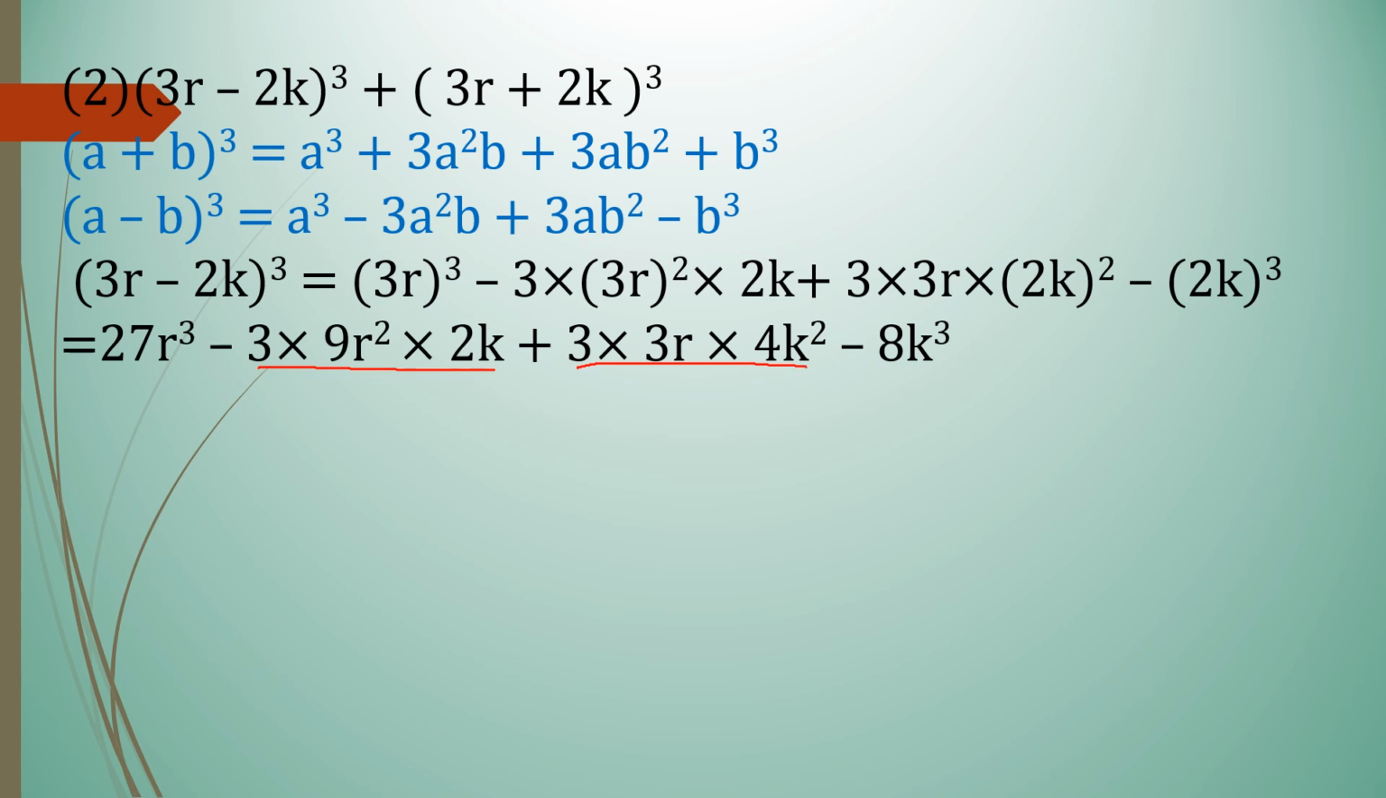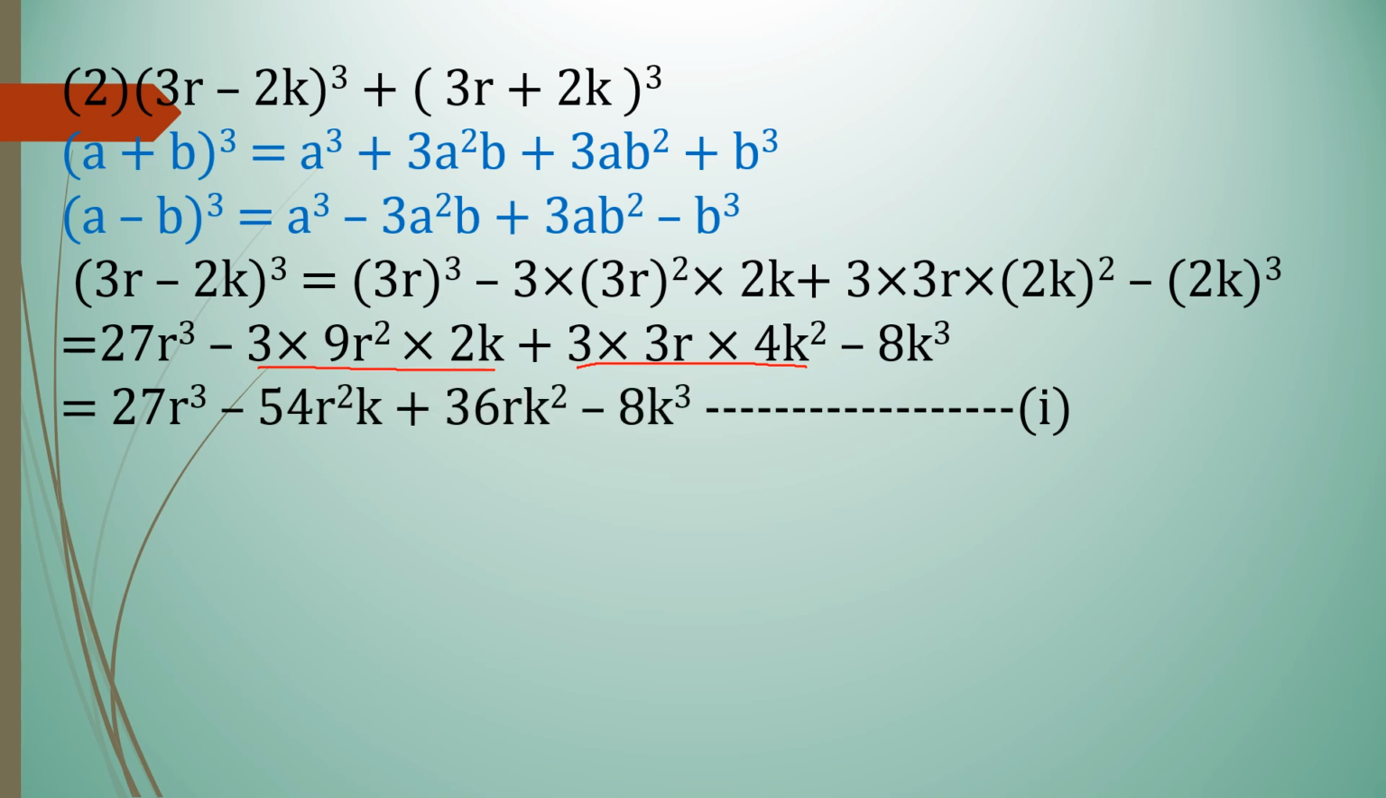So our next step will get 27r cube minus, what you get, that is 3 into 9 into 2, that is 54 r square k, then plus, you'll put sign, 3 into 3, 9, 9 fours are 36. So 36 r k square, then minus 8 k cube. So we'll put this as relation number 1.